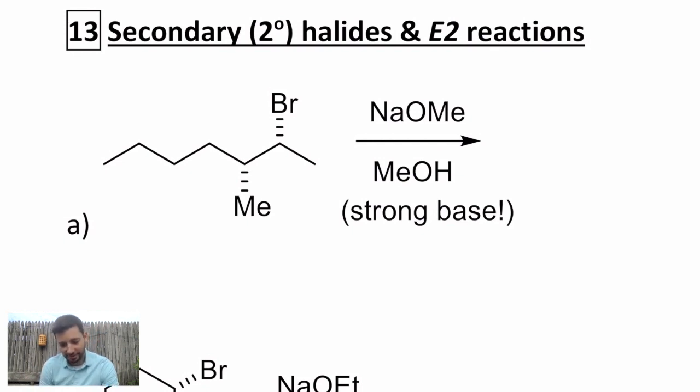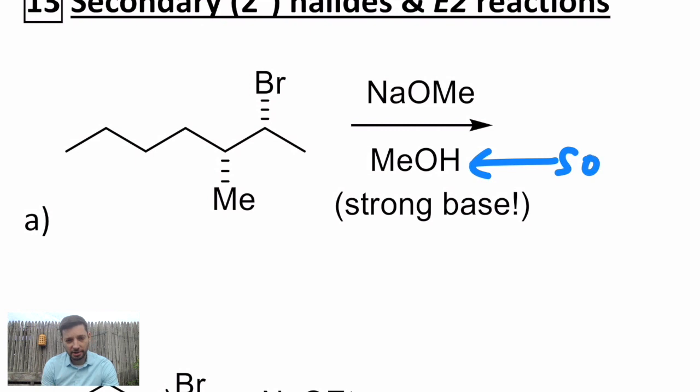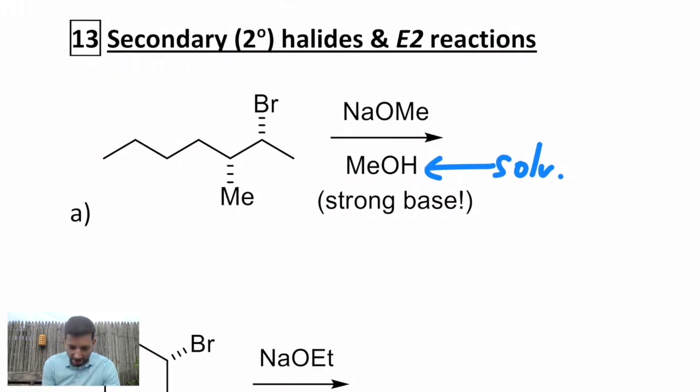This is a small base, methoxide. Notice sometimes they'll put a solvent below the arrow. That's just common because usually you have a solvent in your reaction. It's quite often the conjugate acid of whatever your base is. So for our purposes, it's just there. How do we figure out the product?